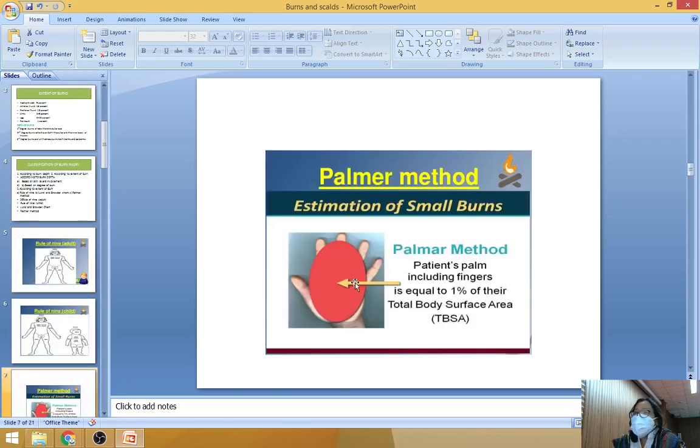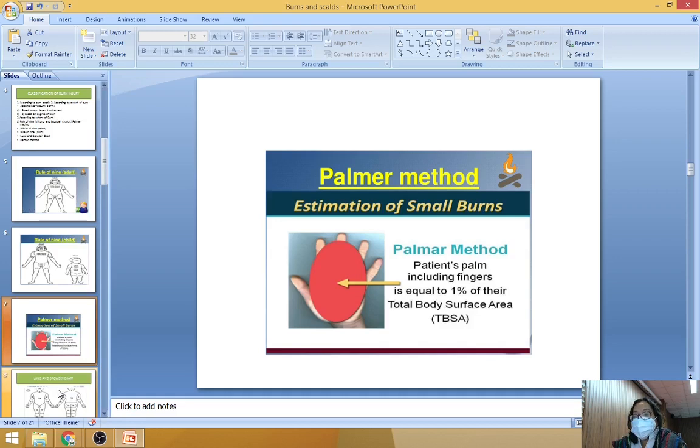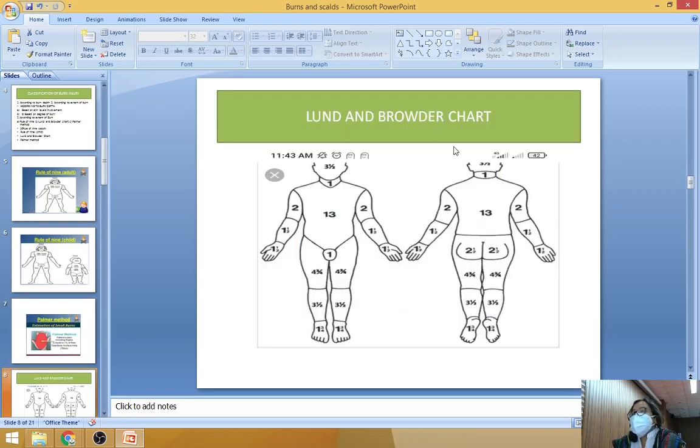Then another one is the Palmer method, which is for small burns, where we can estimate the percentage. The patient's palm including fingers is equal to 1% of their total body surface area. Then there are three types. Another one is the Lund and Browder chart.